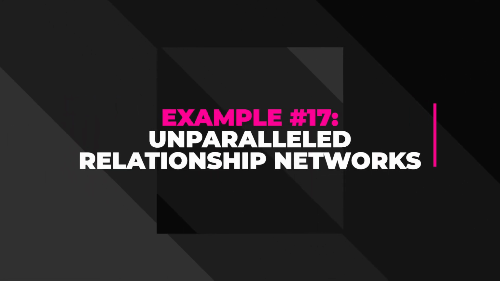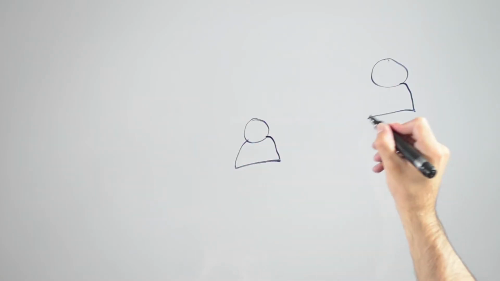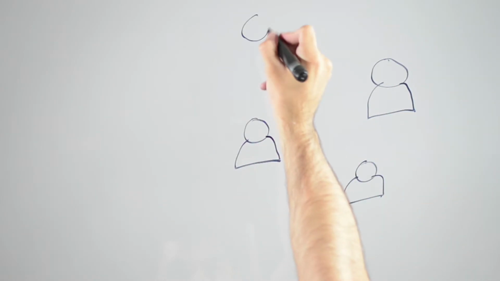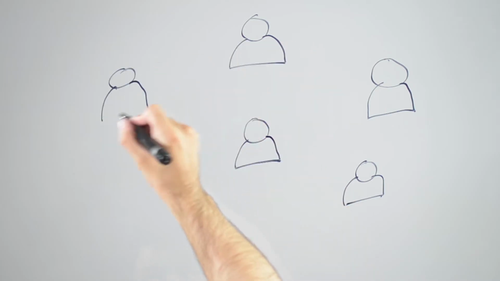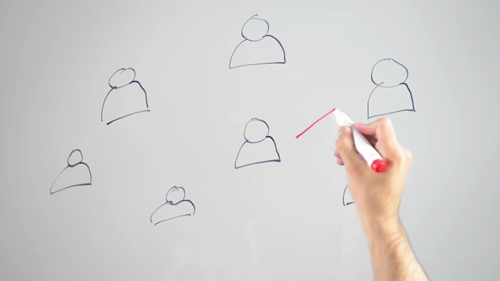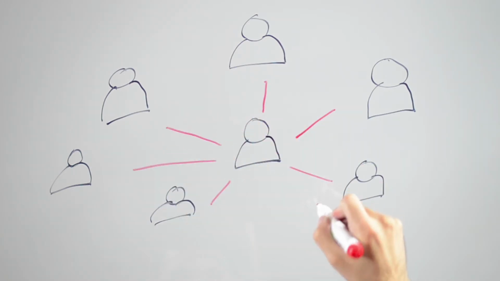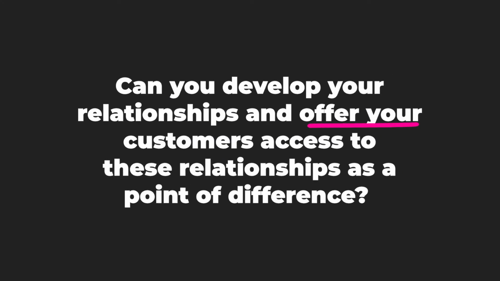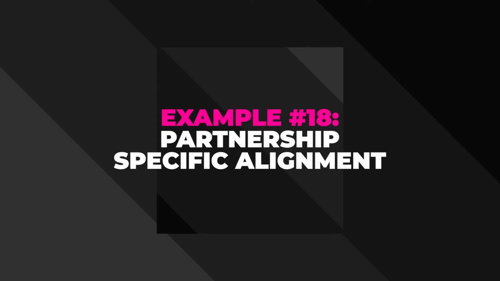Number 17, unparalleled relationship networks. Relationships are an extremely valuable differentiation strategy. And this is a tried and tested differentiation strategy that allows the audience to leverage pre-existing relationships that they wouldn't ordinarily have access to. Can you develop your relationships and offer your customers access to those relationships as a point of difference?